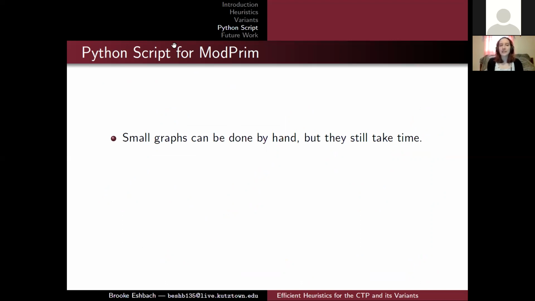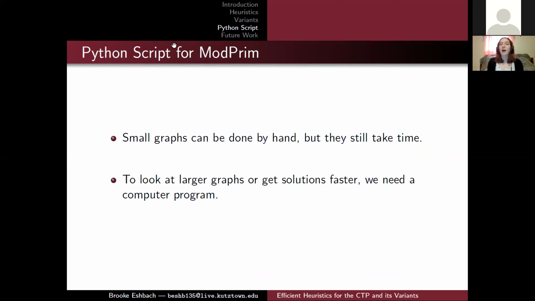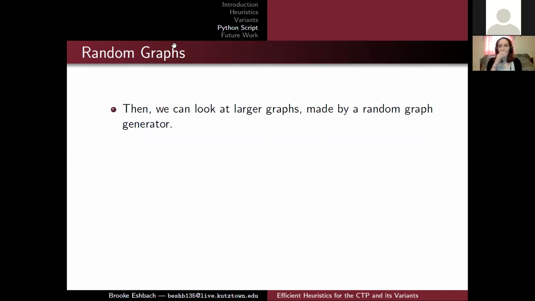And now everything that we've done up to this point has actually been done by hand, but it can still take some time, and it was still a little bit time consuming. And for large graphs, it's not even possible to do them by hand most of the time. So we have to have some sort of a computer program to be able to look at large graphs or to be able to look at any graph fast. So to do that, my advisor, Dr. Lenquist, and I were able to write some code to perform ModPrim on random graphs for us, and he also was able to write a random graph generator.